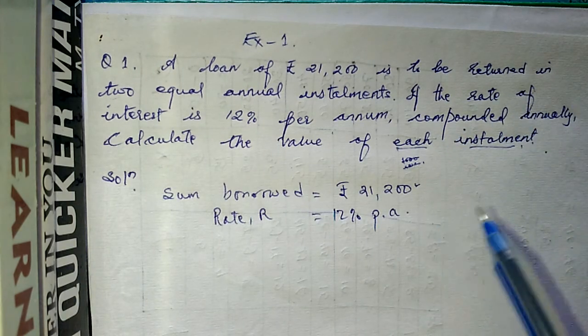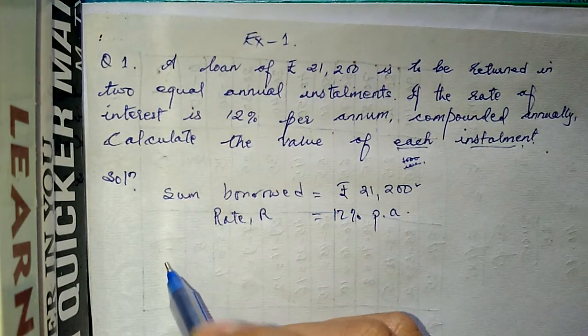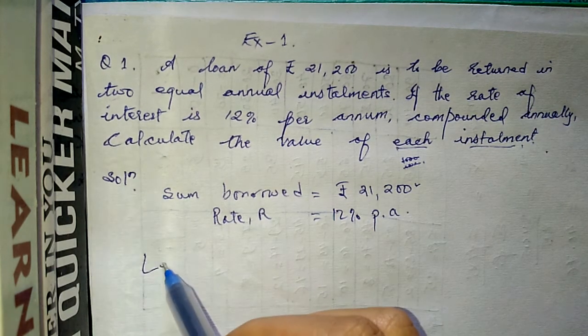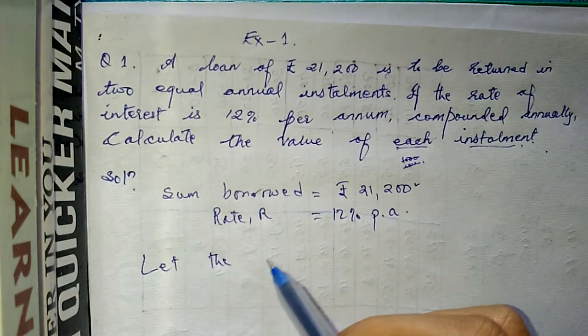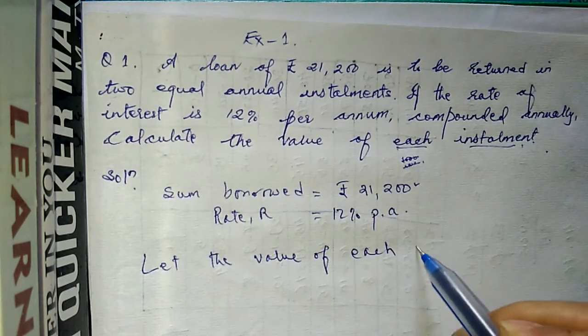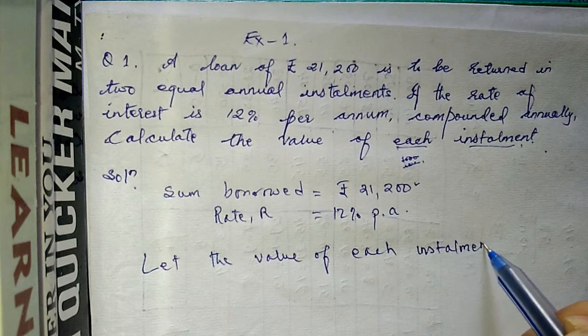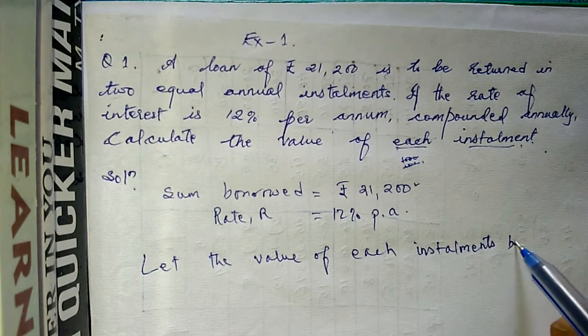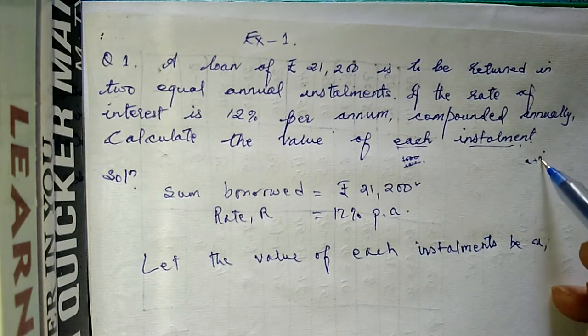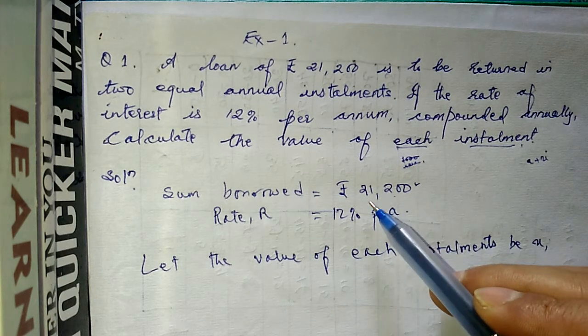So let's write: let the value of each installment be X. That means in the first year if you paid X amount of money, in another year also you have to pay X amount of money back. So 2 times X, that means X plus X, will be equal to the sum borrowed.